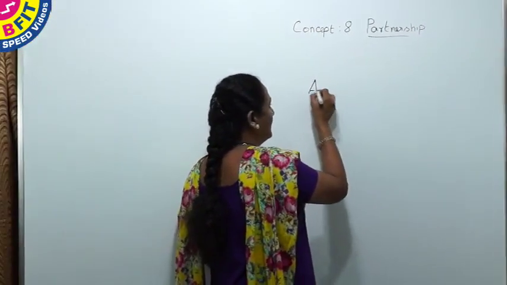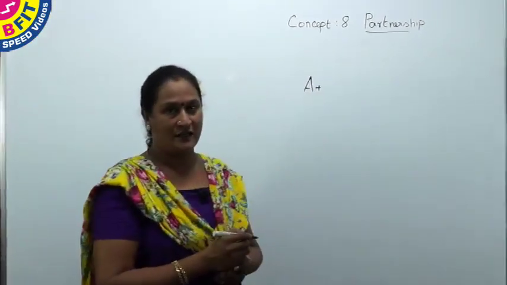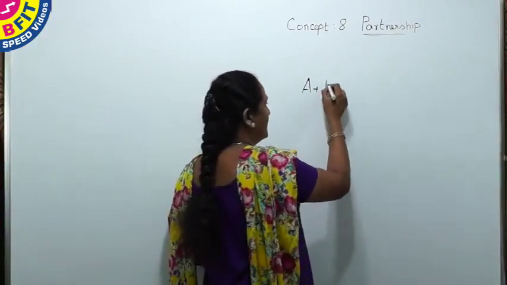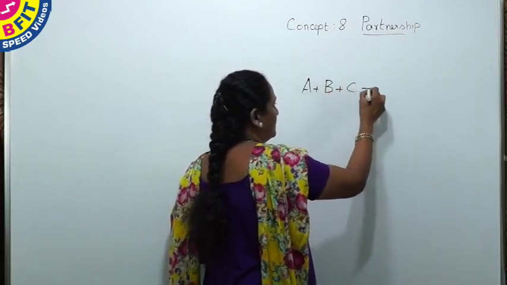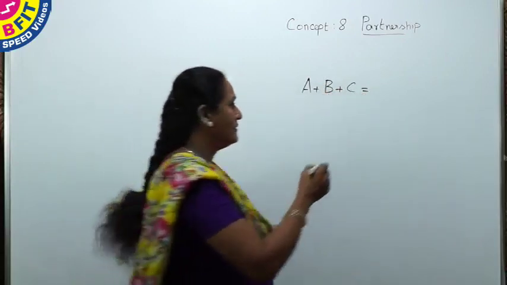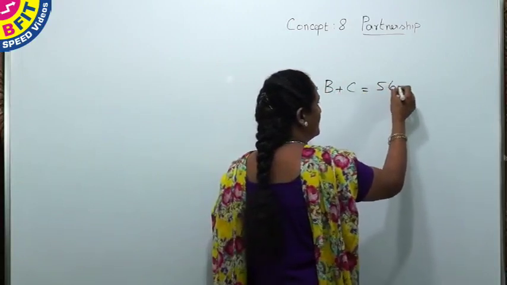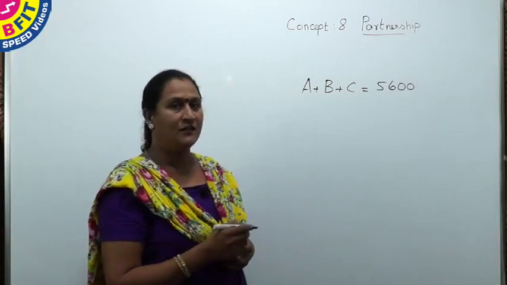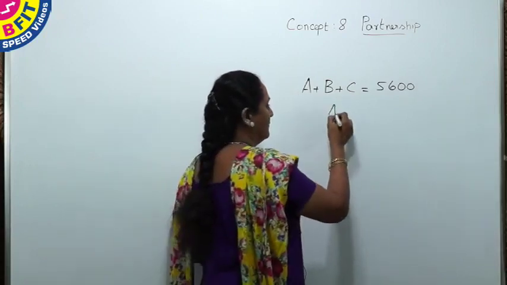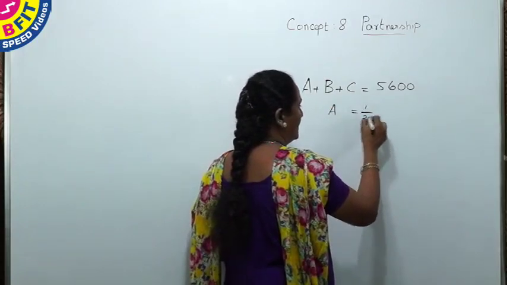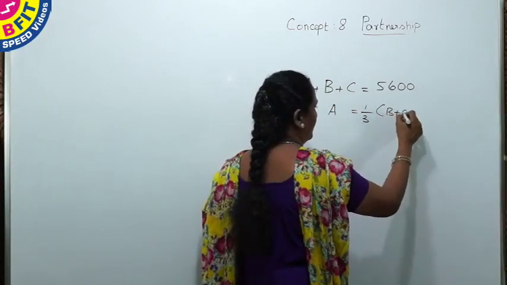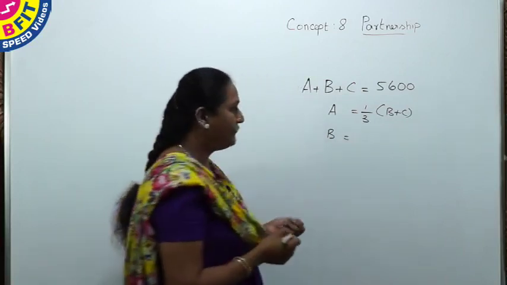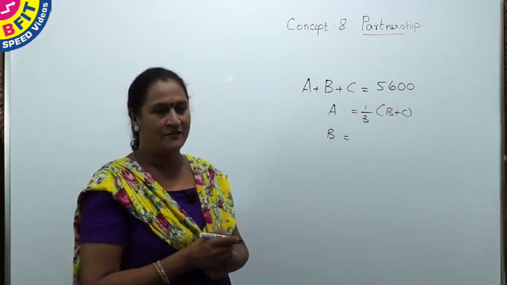So, total amount given is rupees 5,600. So, this has to be shared between 3 persons, A, B and C. So, total of A, B and C is rupees 5,600. And A received 1/3 of B and C. And B received 3/4 of what A and C received.